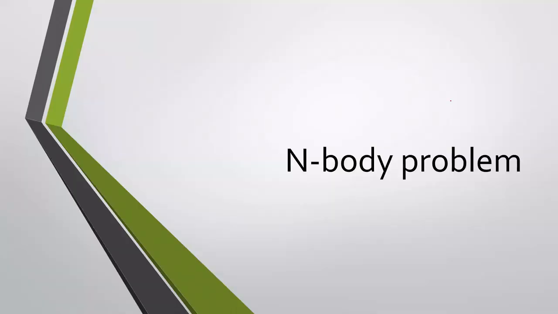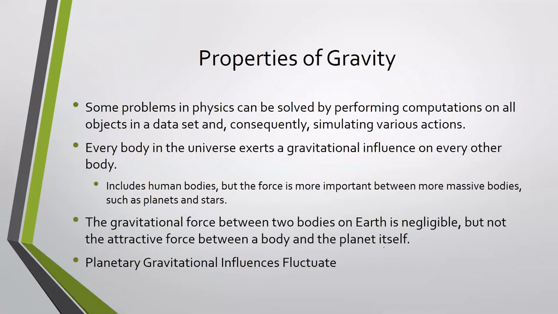We have come to the third case study of Foster's design methodology, the N-body problem. There are certain problems in physics which require performing computations on all the objects in a dataset. For example, the solar system itself. You can see that the Earth is influenced by the gravitational pull of every other mass in the solar system, especially the Sun and Moon, which have the highest effect on Earth because of the sheer mass of the Sun and the proximity of the Moon.